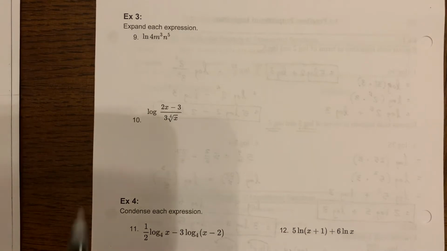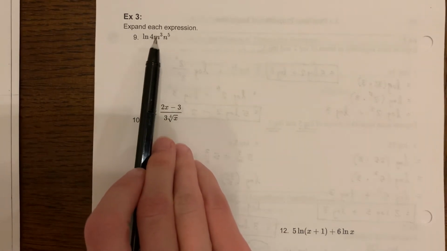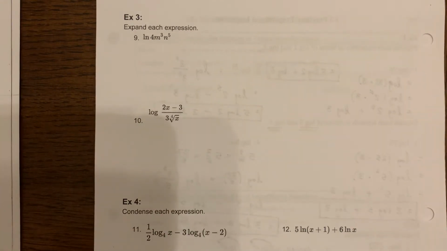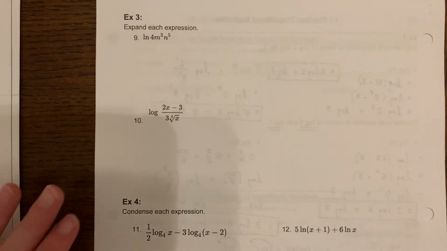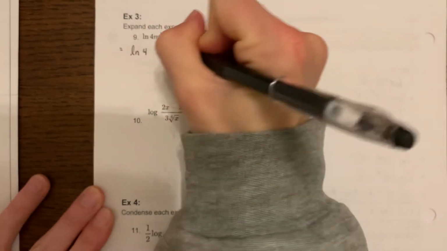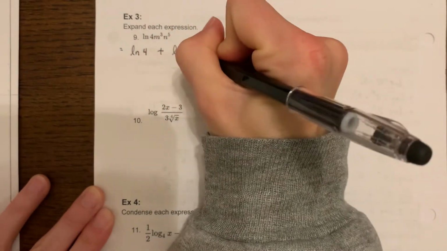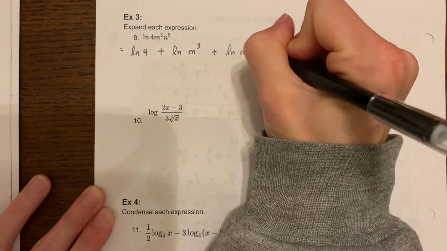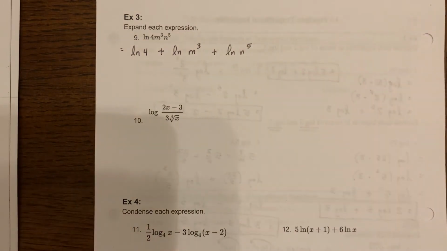Okay, now in this expression, we have 4 times n to the third power times n to the fifth power. Every single term that we are multiplying together, we can break apart with addition using the product property. So I'm going to rewrite this as the natural log of 4 plus the natural log of n to the third power plus the natural log of n to the fifth power. Okay, so each term being multiplied is its own separate log separated by addition.